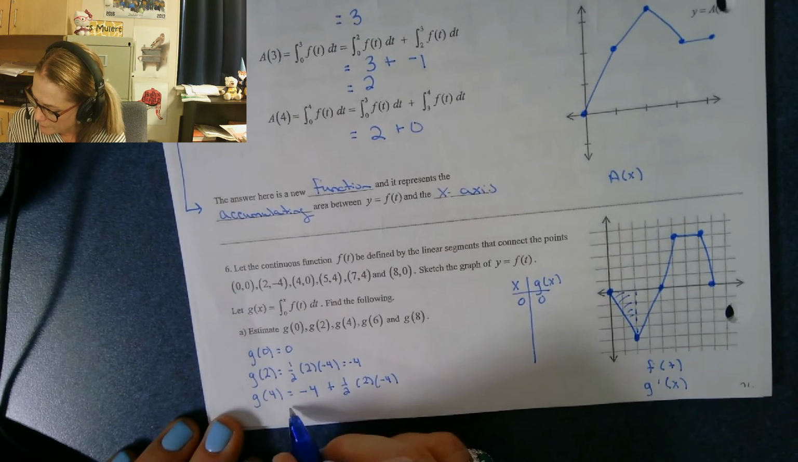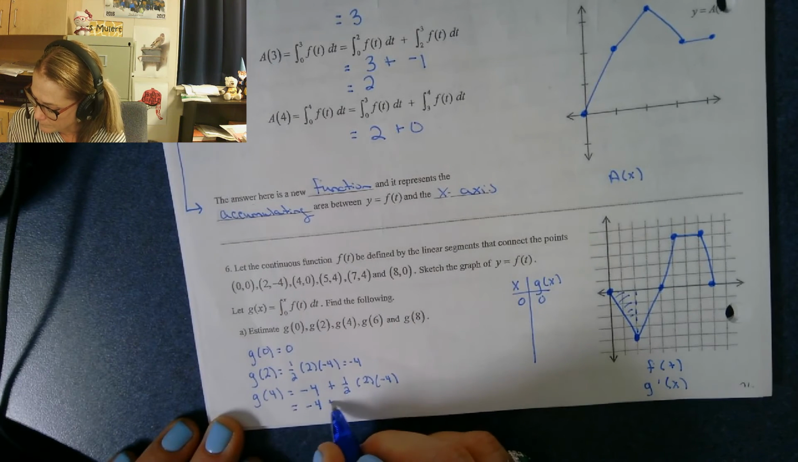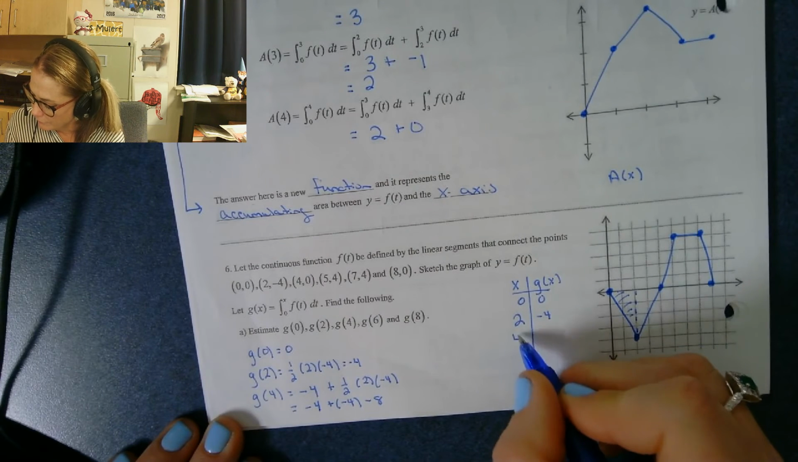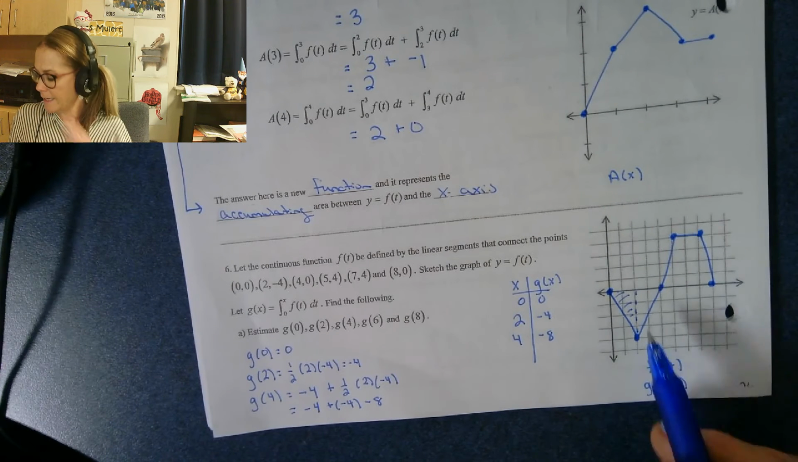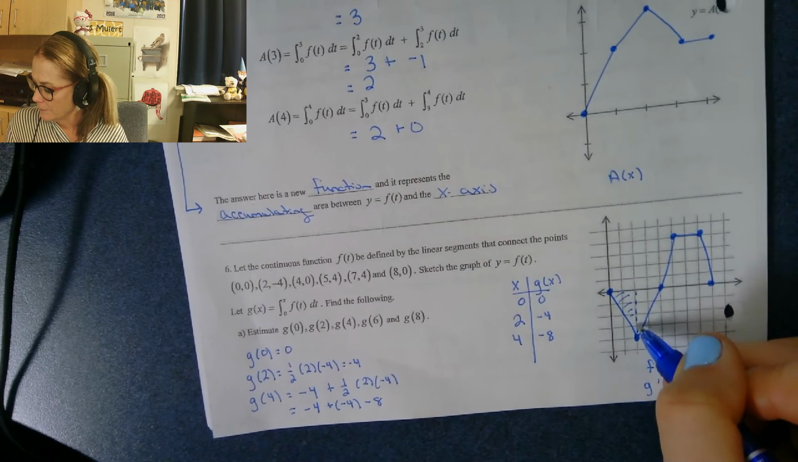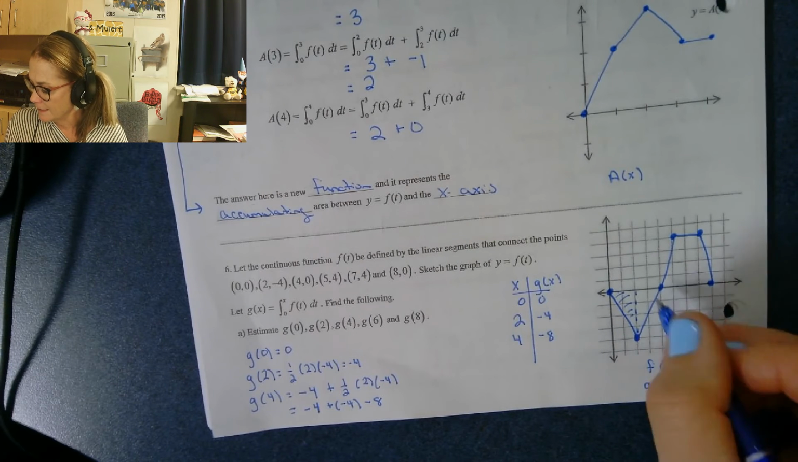Okay, which is equal to, as predicted, negative 8. So let's add these back. 2 is at negative 4 on G, 4 is at negative 8. All right, again, you could have just done the whole thing as 1, 2, 3, 4, 1, 2, 3, 4, half of 16 in the negative, negative 8.